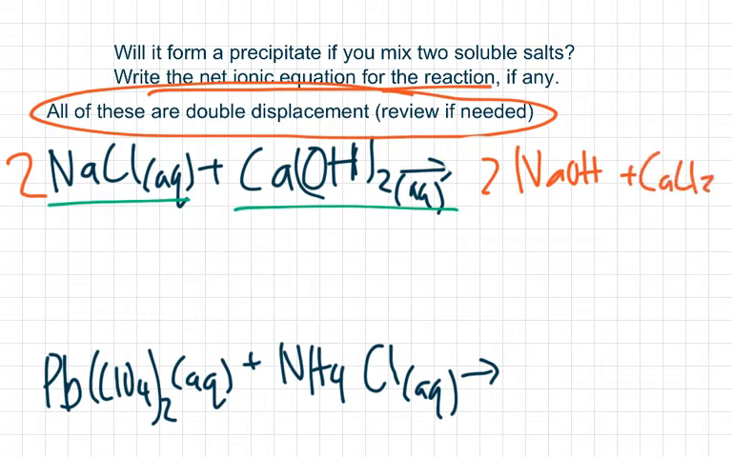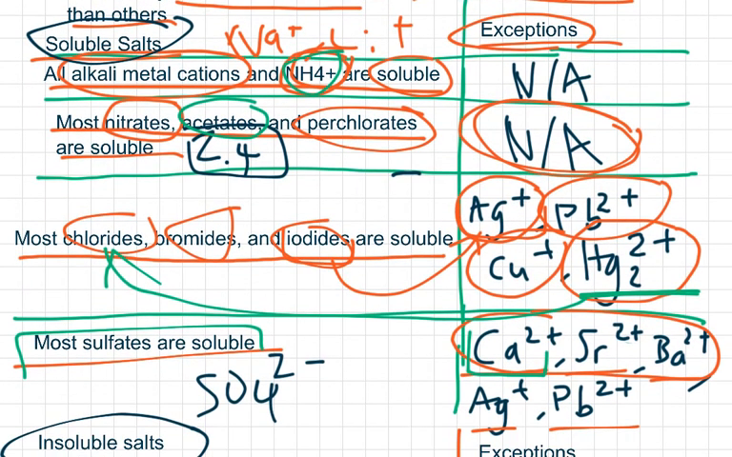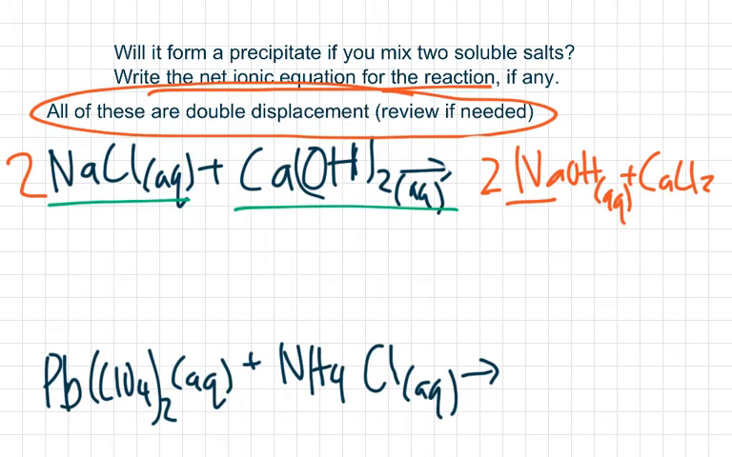CaCl2. Now we have to figure out if these are aqueous or solid, because the ones that are solids are the insoluble ones. We know that sodium hydroxide is going to be soluble since sodium is an ion that will always be soluble. Now what about calcium chloride? Is calcium chloride going to be soluble? Let's look at our rules. It says most chlorides are soluble except for these ones. Is calcium on that list? No. So this must mean that calcium chloride is going to also be soluble.